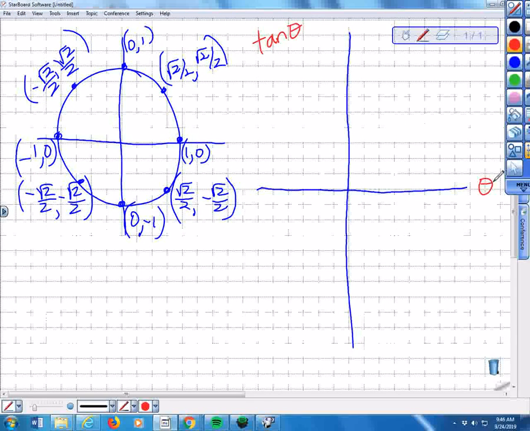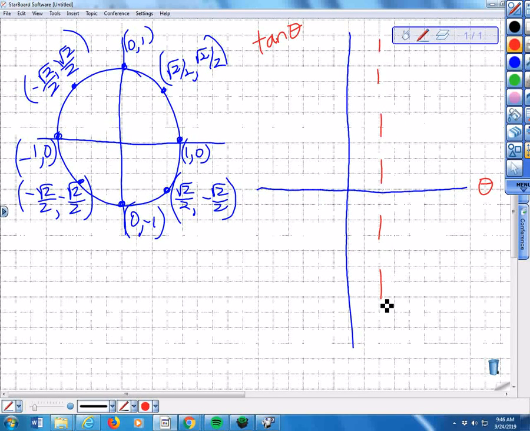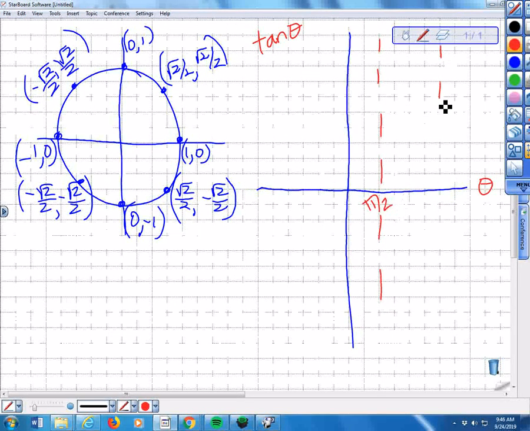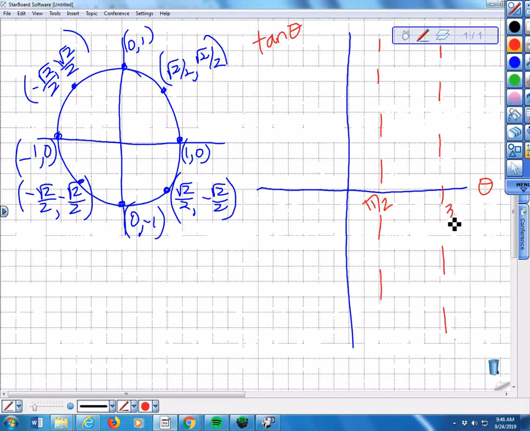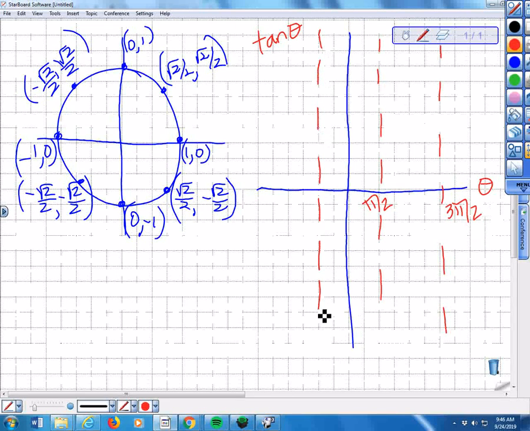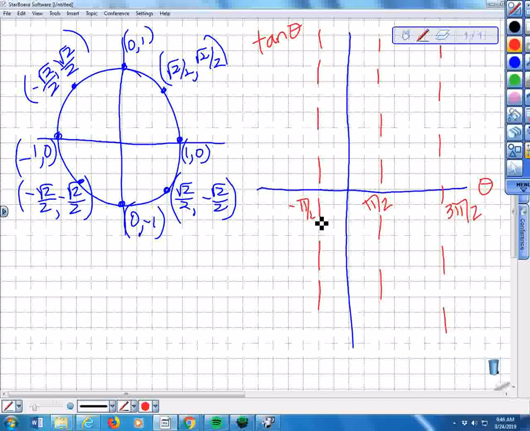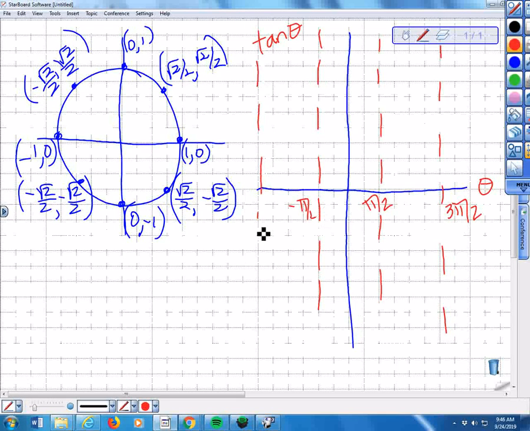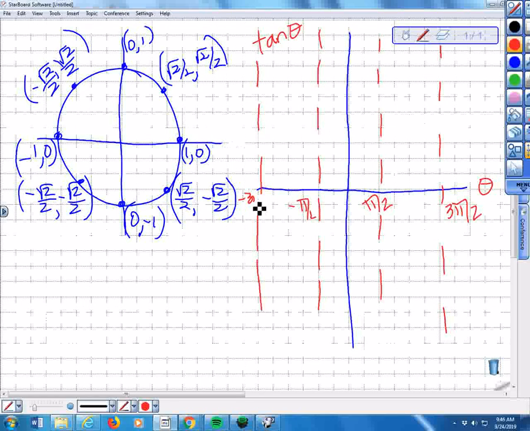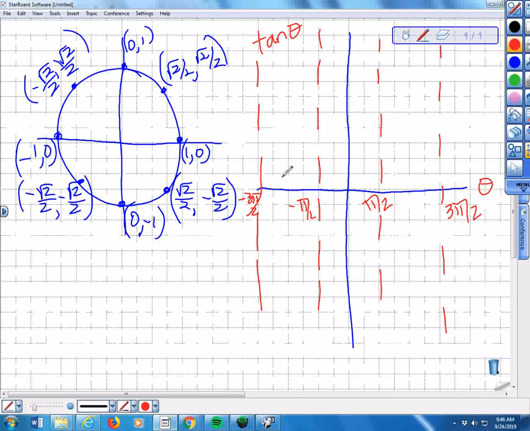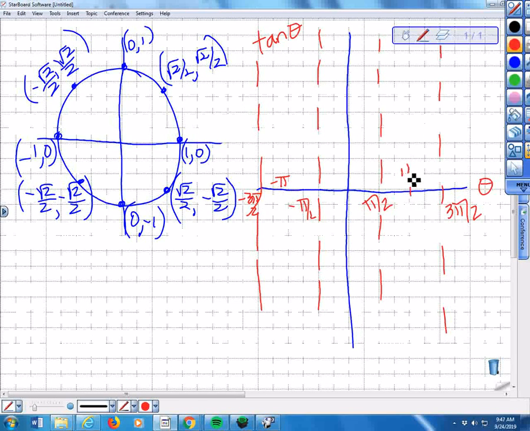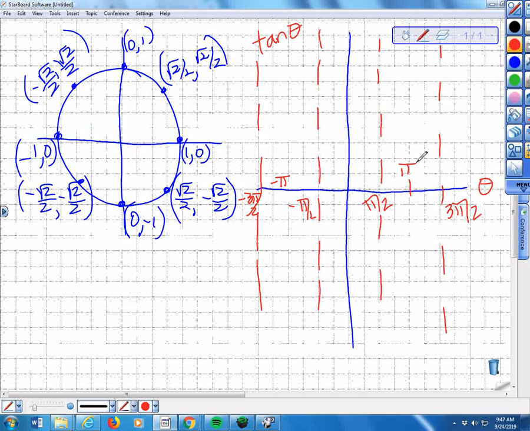So I'm going to go ahead and draw this in. This is pi over 2. And there's pi. There's 3 pi over 2. Negative pi over 2. And there's negative pi, negative 3 pi over 2. Okay, so it would help to write it actually right here. This is negative pi. This is positive pi. Okay, so now I've got my asymptotes drawn.